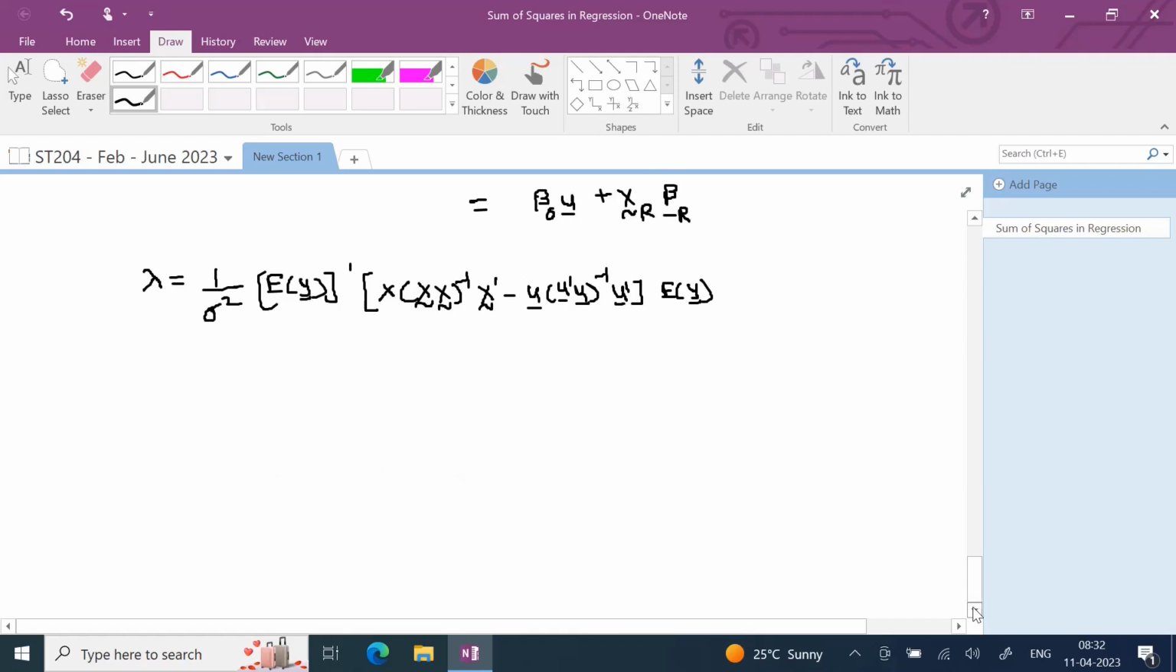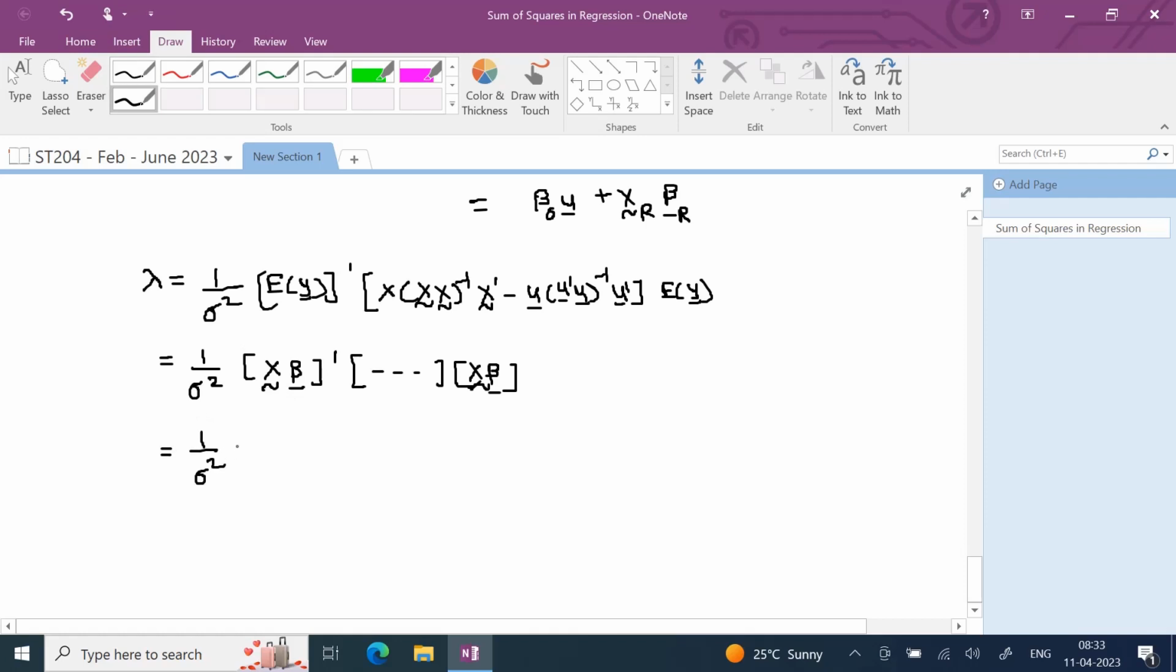So A is that big matrix divided by sigma square. Let me substitute expectation of y. We know expectation of y is X beta. So this is X beta prime into this big matrix into X beta. X is a matrix and beta is a vector. Then we will use the partition matrices that we constructed just now.